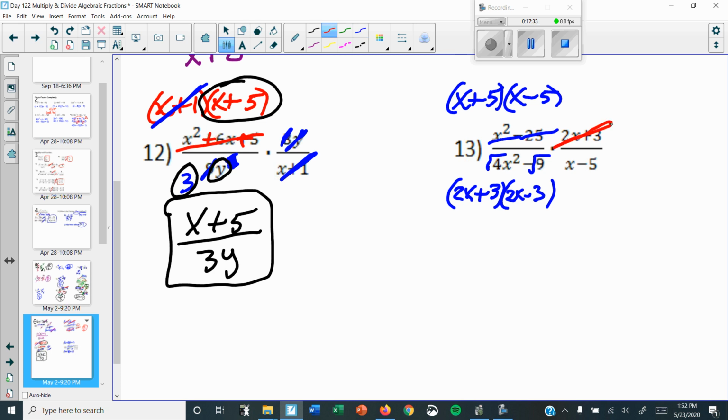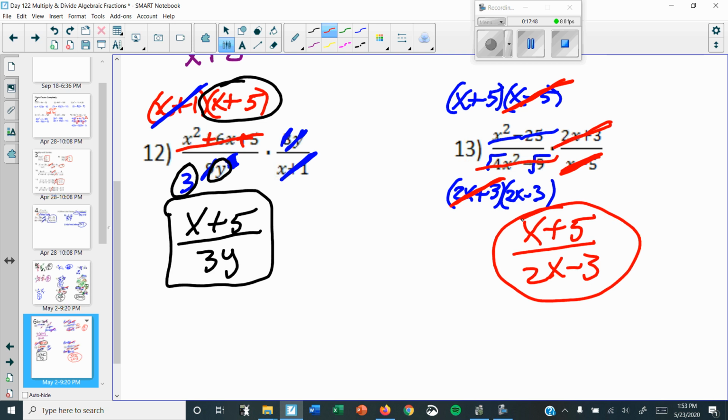I see a 2x plus 3, I see a 2x plus 3. I see an x minus 5, I see an x minus 5. Also, I forgot to give that a cross off. Is there anything else I can do? No, so we write x plus 5 over 2x minus 3. Ta-da! We good? Hooray.